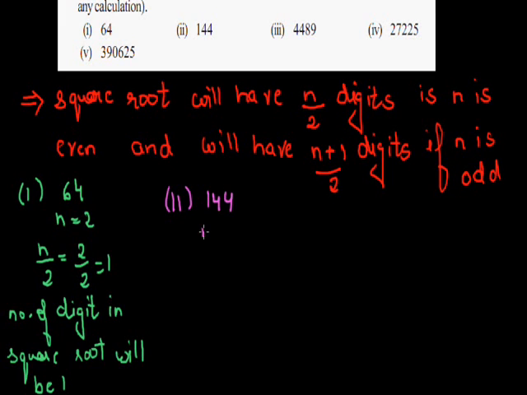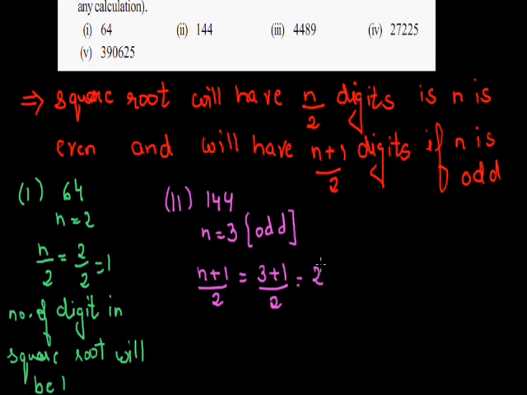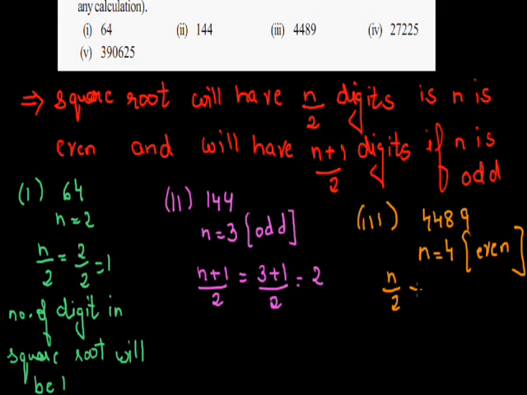The second part, 144. Now the number of digits in 144, that is 3, that is odd. So the number of digits in the square root will be equal to n plus 1 upon 2, that is equal to 3 plus 1 upon 2, that is 2. The third part, 4489. The number of digits n will be equal to 4, that is even. So I can say the number of digits in the square root will be equal to n upon 2, that is 4 upon 2, that is equal to 2.